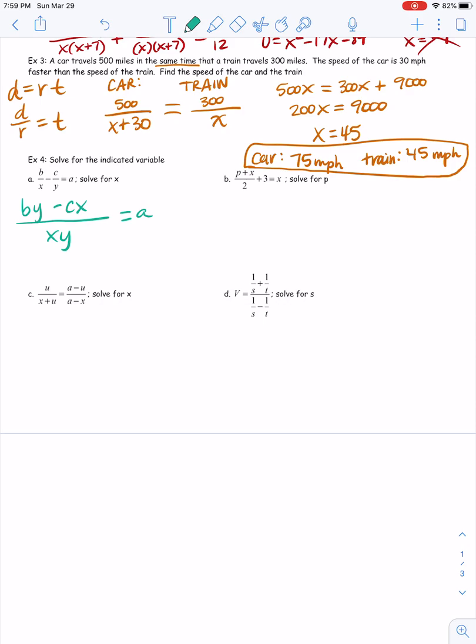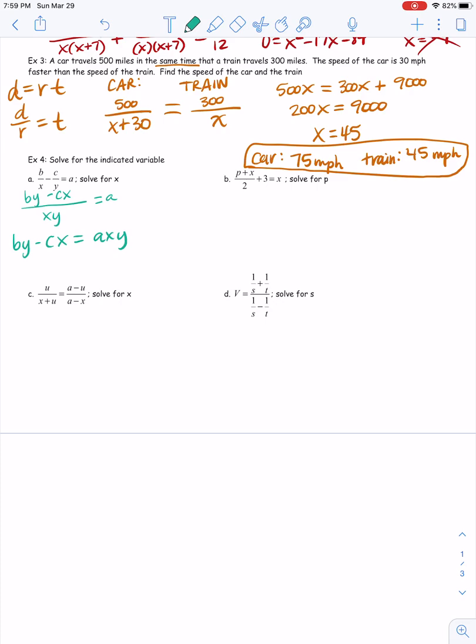Our goal is to solve for x. So what I'm going to do is get rid of that fraction on the left-hand side. Get rid of that fraction by multiplying by xy. So now I have by minus cx equals a times xy. And I could really drop those parentheses because it's all being multiplied together, axy.